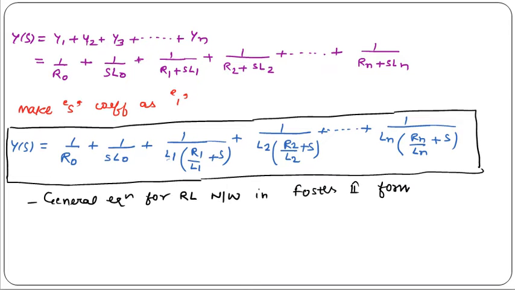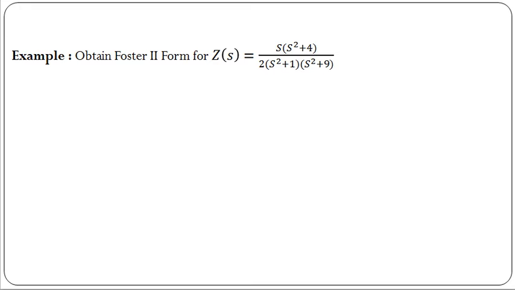Now we will see a question based on the Foster second form. Question is, obtain the Foster second form for the Z(s), that is (s squared plus 4) divided by 2 into (s squared plus 1) into (s squared plus 9).